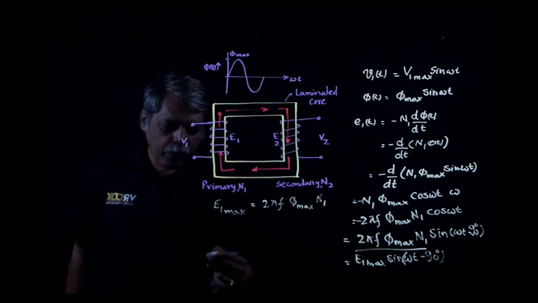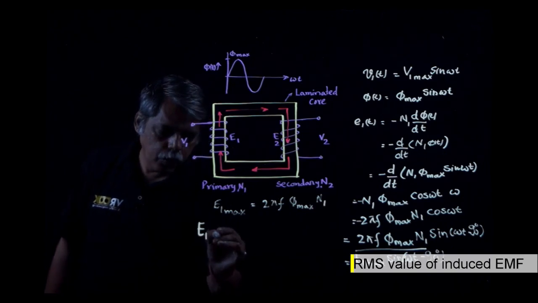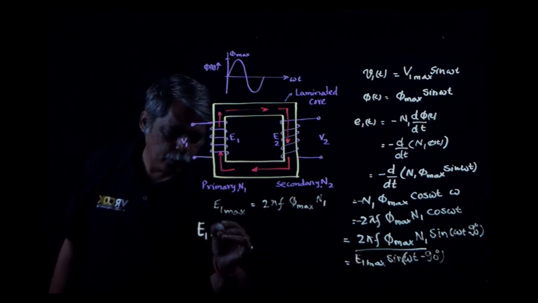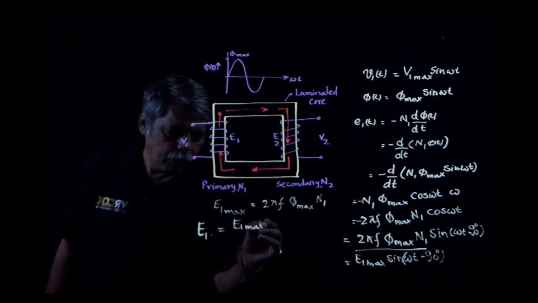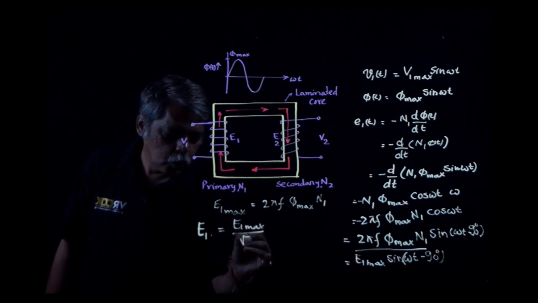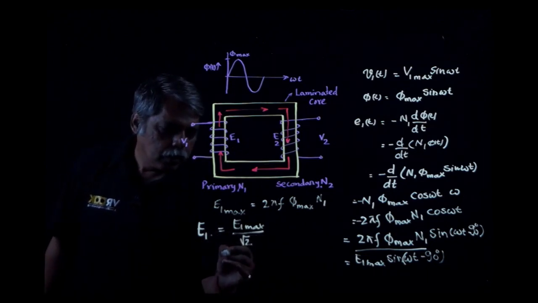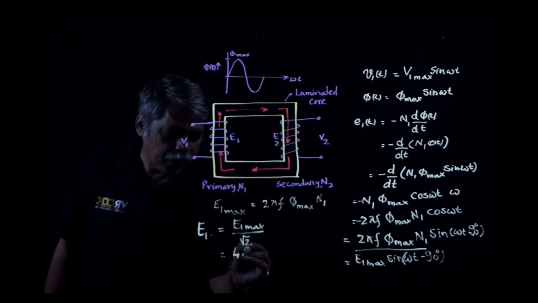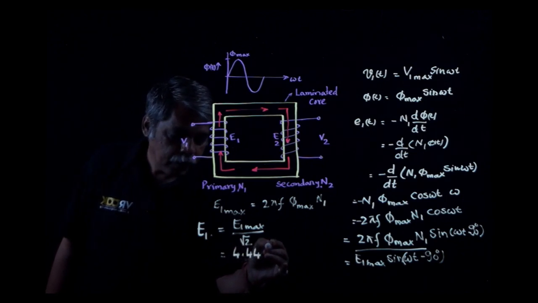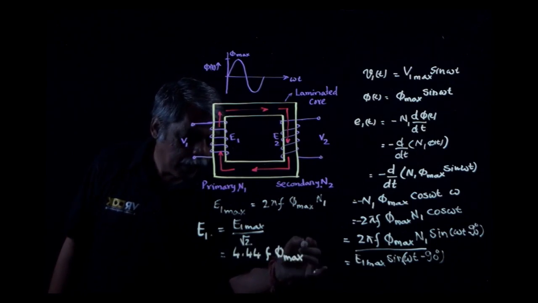Now we can find the RMS value of the induced voltage: E1 RMS equals E1 maximum divided by root 2. This is from the fundamentals of alternating circuits. Therefore, substituting the maximum value of the induced voltage, I get the expression 4.44 f phi maximum N1.